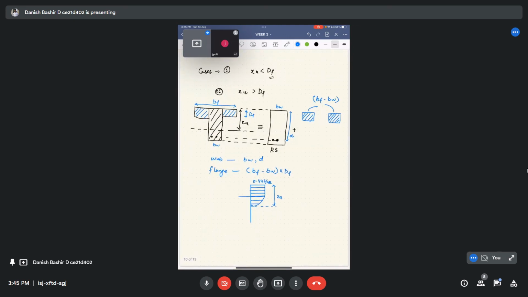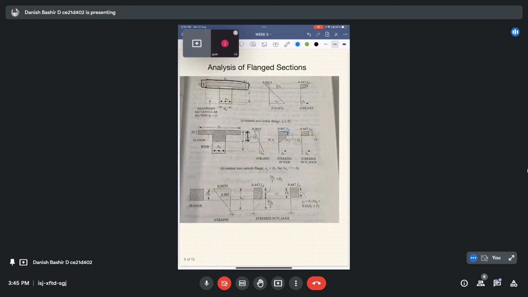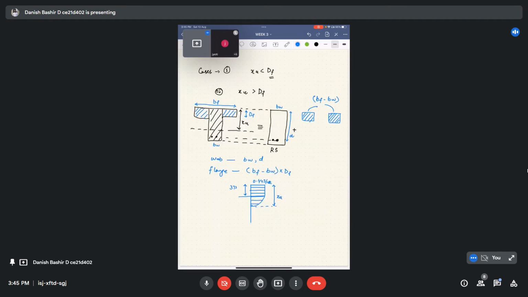A rectangular part, this rectangular part 3 by 7 XU, and the remaining part is 4 by 7, because their addition should give a total XU. Now here comes the case: whether this 3 by 7 XU is greater or less than the depth of the flange DF.